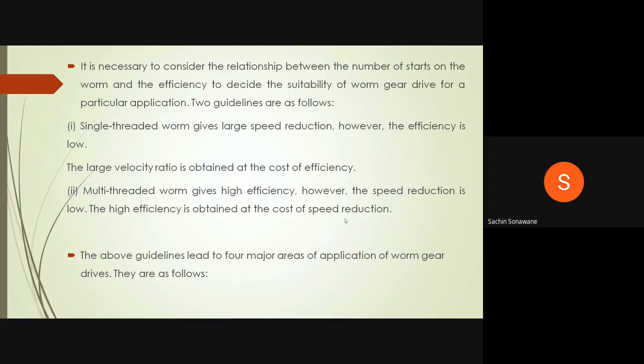The above guidelines lead to four major areas of applications of worm gear drives. They are as follows.